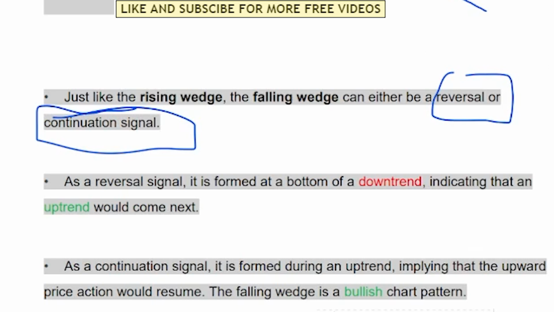So as a reversal signal, let's start from there. It is formed at the bottom of the downtrend, indicating that an uptrend would come next, by indicating that the market is going to change direction and start a new direction, which is a bullish direction or an uptrend direction. Let's also take a look at examples.